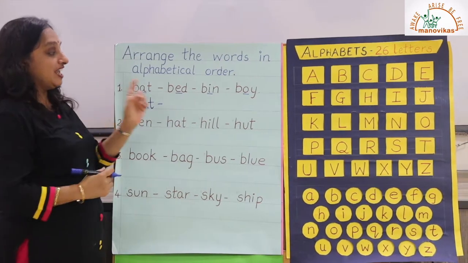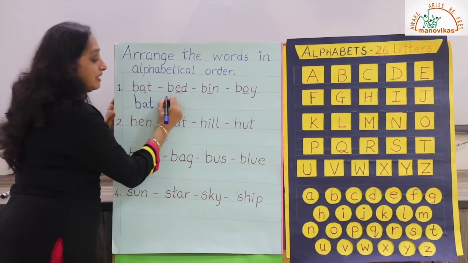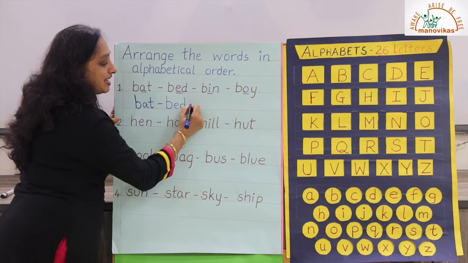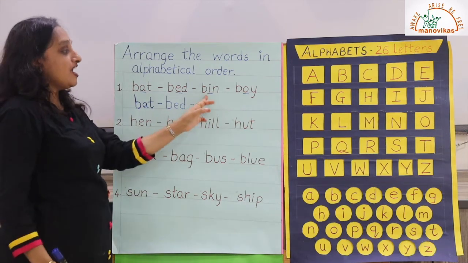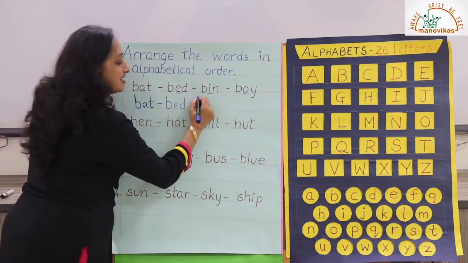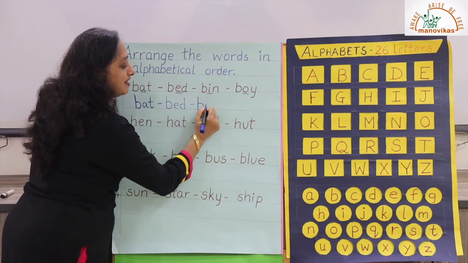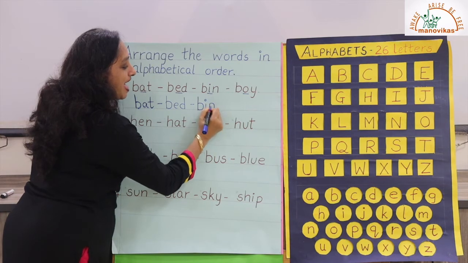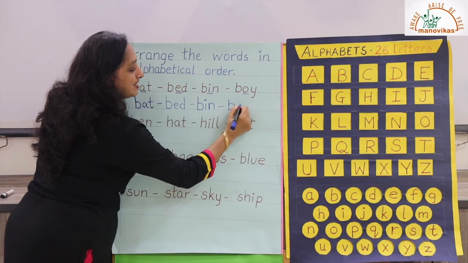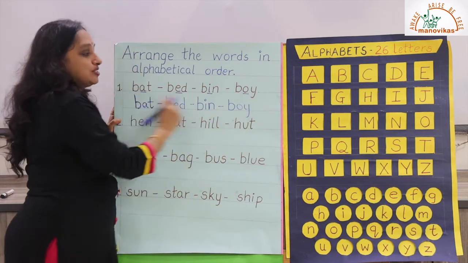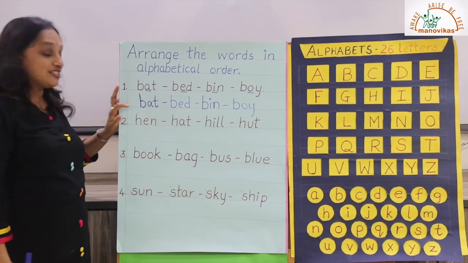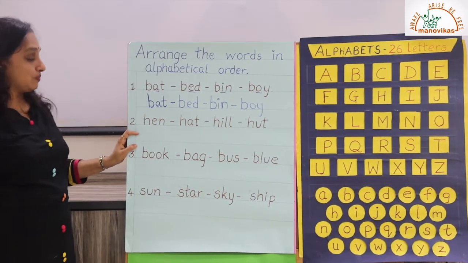Then after A, E, bed. Then I or O comes first? Yes, I comes. So we write bin. And then boy. So we have arranged these words in alphabetical order. Let's go to the next one.